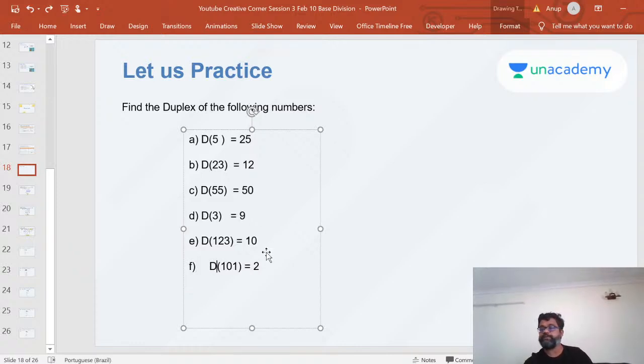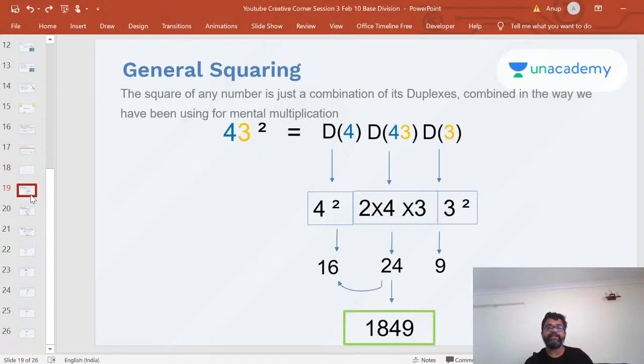So this is how you find out duplexes. Practice. I have put a few more examples here so that you get a handle on it. Let's look at these examples. More examples will help you reinforce the concept, right?